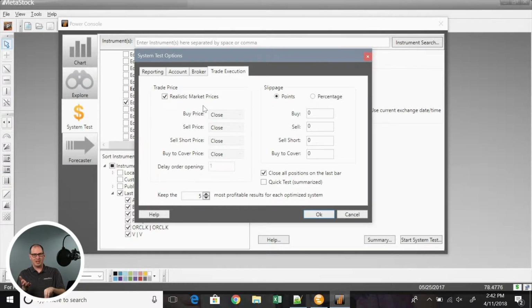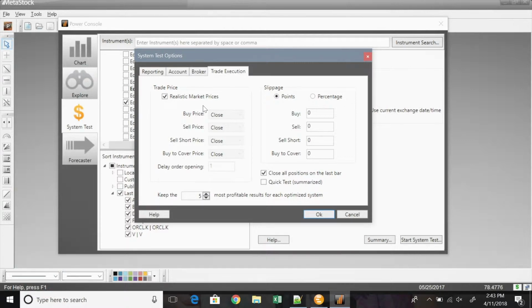let's say my closing price today when I have that buy signal, after market, is $50. Well, do I get in at $50? When do I really get into that trade? I'm actually getting in at the open of the next bar. I don't know what that is until the open of the next bar. So that's what realistic market prices will do. It'll say, okay, it's closed, I have my buy signal, get in at the open of the next bar. That's defaulted that way. I recommend leaving it that way.